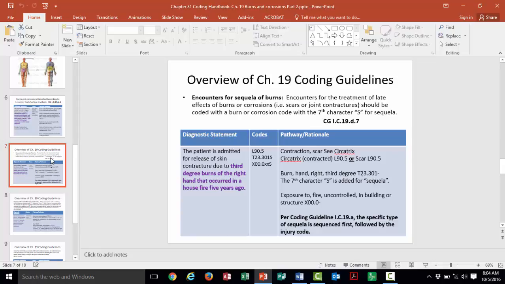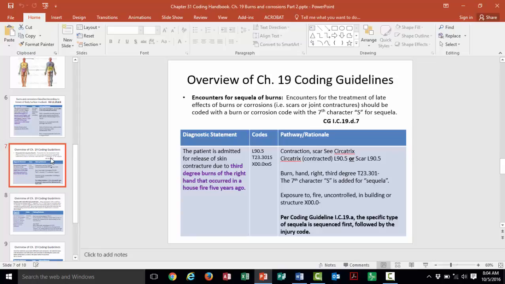The contraction, the scar contraction in the alphabetical index takes you to cicatrix, and then that gives you your scar. And you could also look up scar. Either way, you get that L90.5 as your principal, because the patient is admitted for release of skin contracture. That's your principal. Then you're going to code the third degree burn of the right hand with the seventh character S, and then the exposure to the fire. That's your X code.